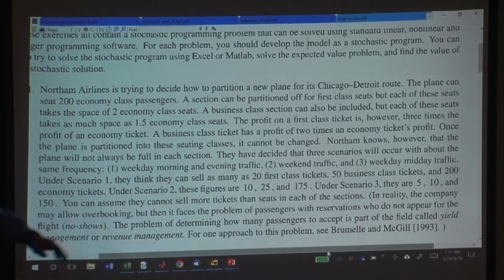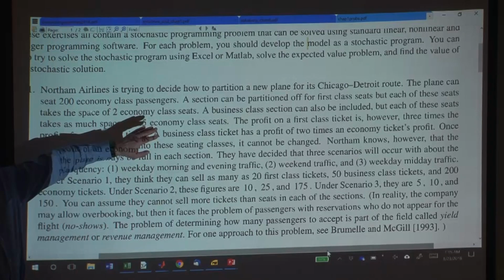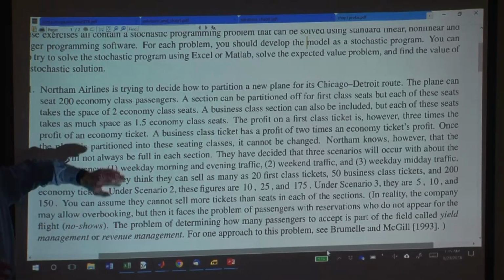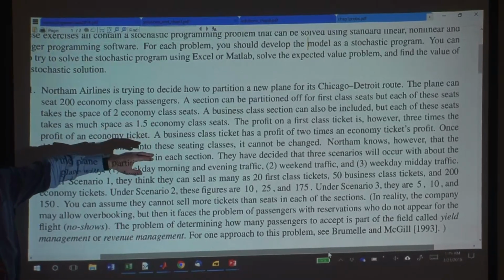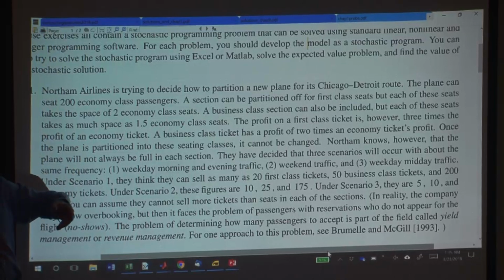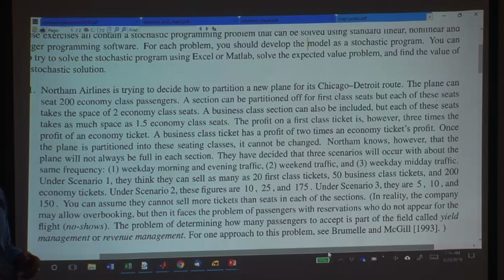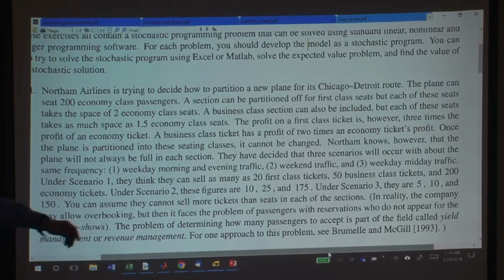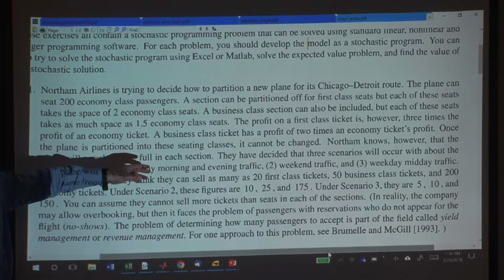So these are the decisions you have to make now. That's like the first stage decisions. The first stage decision will be, how many seats do I put in the plane for economy, how many seats for business, and how many seats for first class? And then they're planning for what might be the demand.